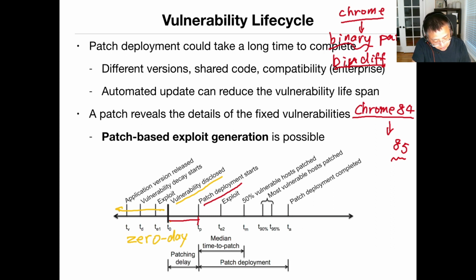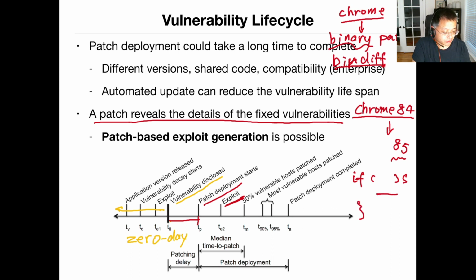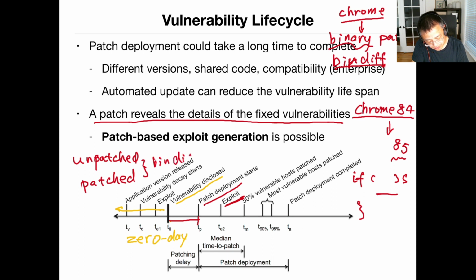So an interesting thing after the deployment of the patch is that new exploits will appear. This is because a patch contains the details of the fixed vulnerabilities. So for example, if you have a missing check, right? In the patch, you are going to have a condition added into the program. If you do the binary diff of the unpatched binary with the patched binary, okay, you can do a bindiff.